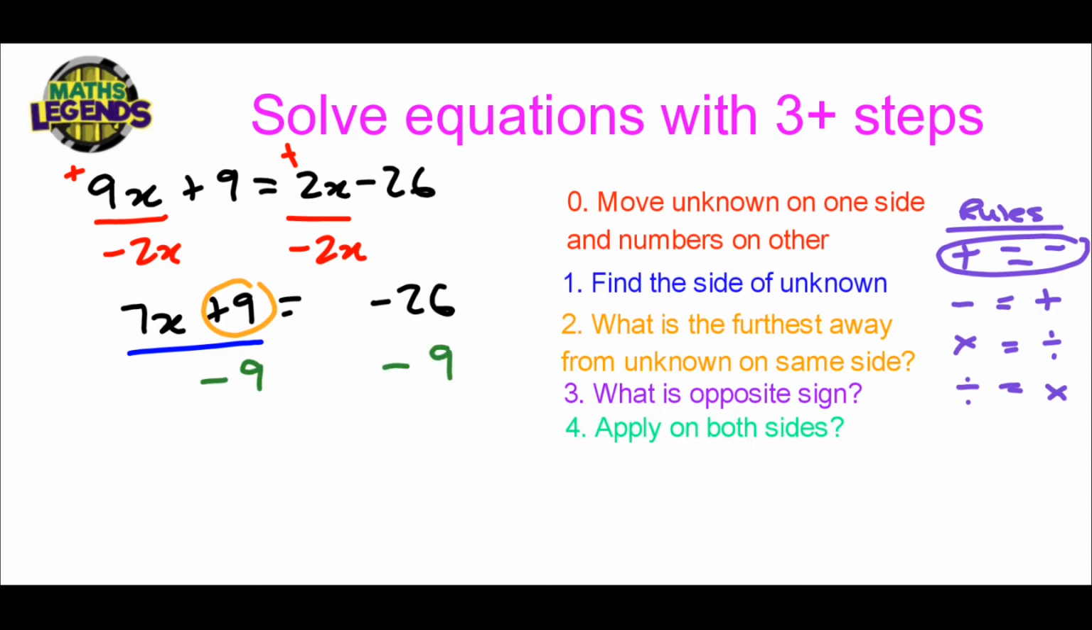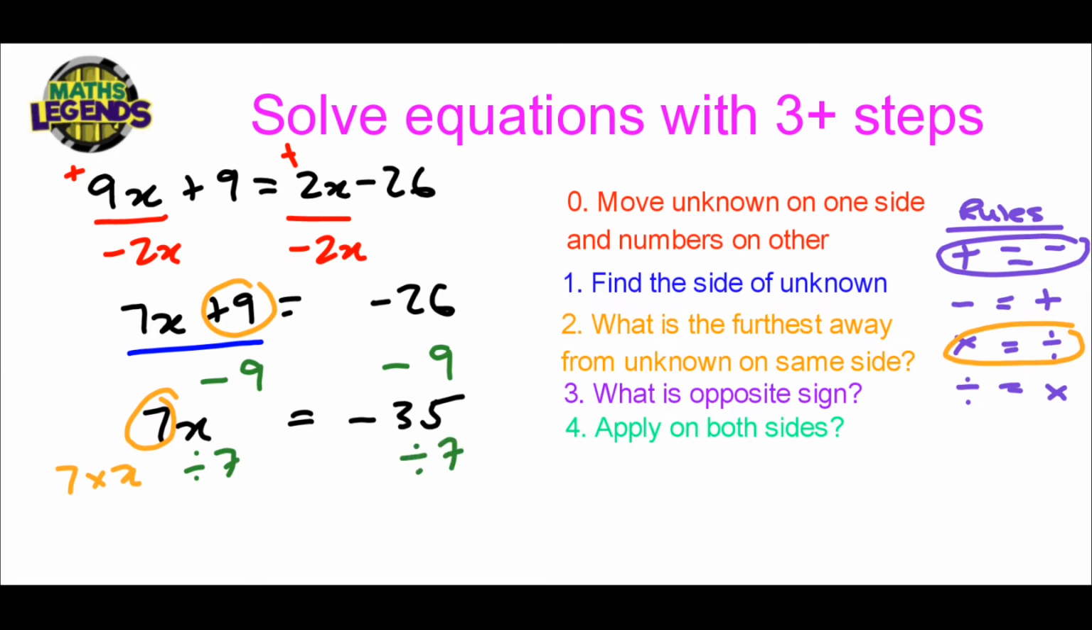We simplify. So 7x stays as it is. Plus 9 minus 9 is 0. Equals minus 26 minus 9, which is minus 35. Now we have the 7 to remove. So this is 7 times x, divided by 7, and divide this one by 7 on both sides. We then simplify. So 7 divided by 7 is 1, so that's just x equals minus 35 divided by 7, which is 5, so minus 5.